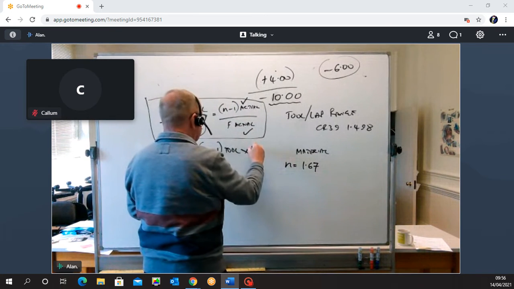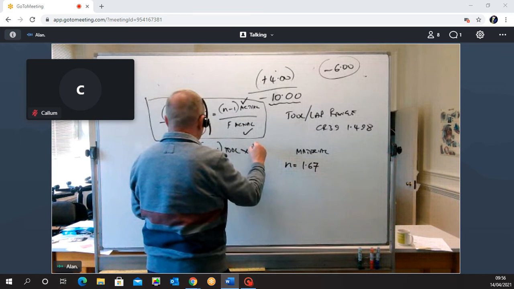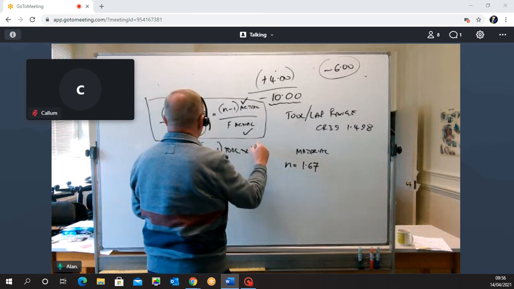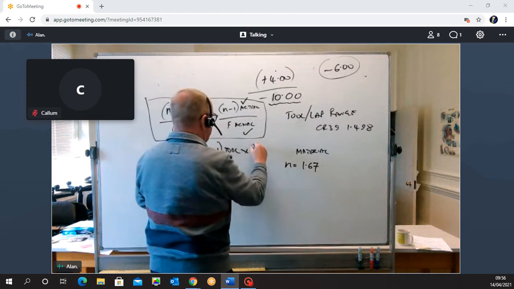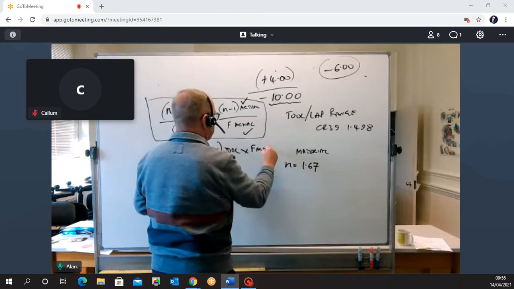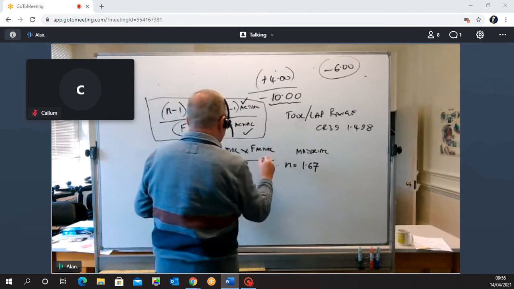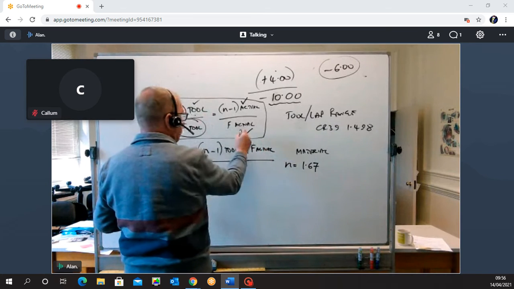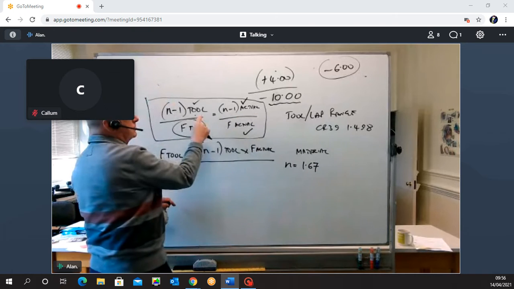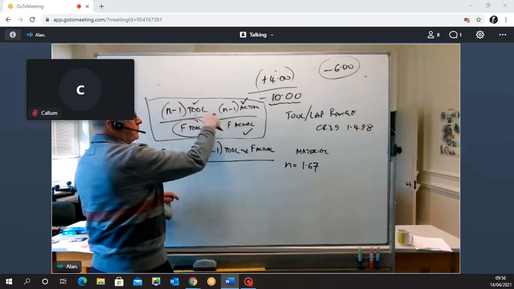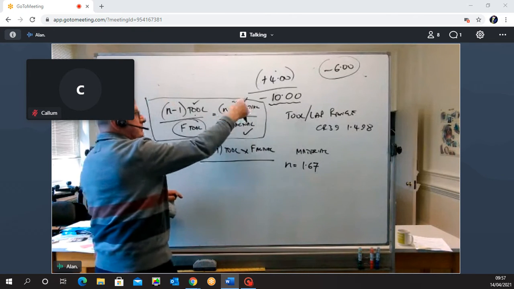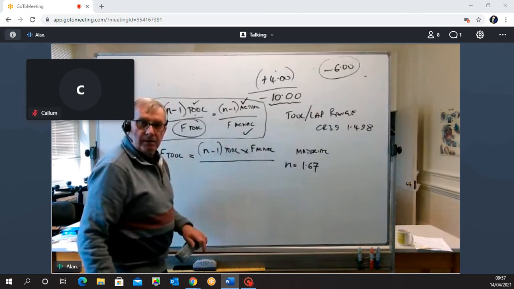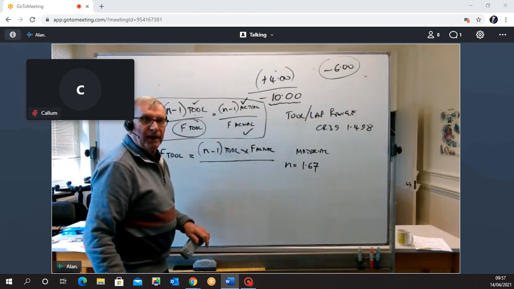Worth remembering cross multiplication. It's a bit of a cheat, but it works. Where am I? N minus 1 tool, F actual, divided by n minus 1 actual, divided by that one. So you multiply those two, the diagonals, together and divide by the one that's left. Look, it's a useful trick.